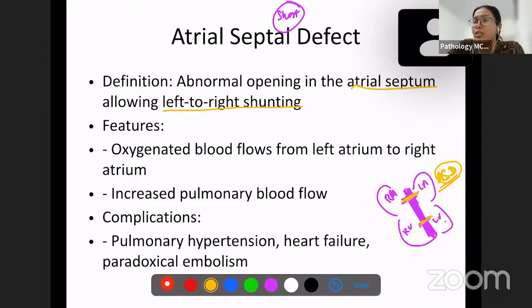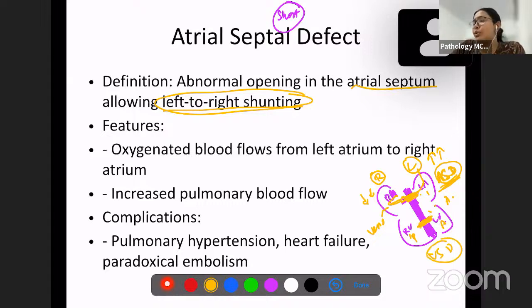So what will happen in atrial septal defects? You will have left to right shunting. Always remember, whenever you have a shunt, it goes from the high pressure area to the low pressure area. Right is venous and left is arterial. From the left ventricle we have the aorta, and from the right ventricle the pulmonary trunk, and arterial pressure is always higher than venous pressure. So blood will flow from left to right. Similarly, in VSD, ventricular septal defect, you will have a left to right shunting.